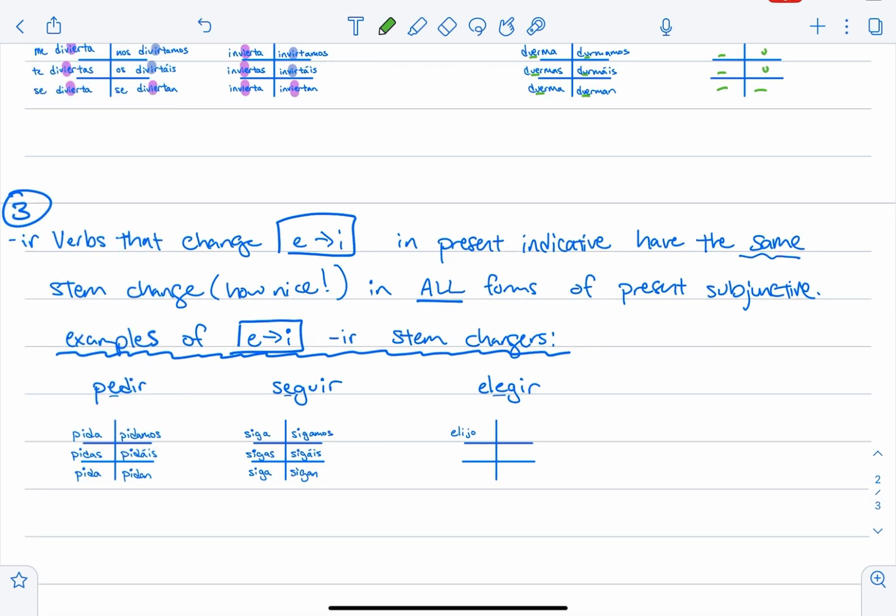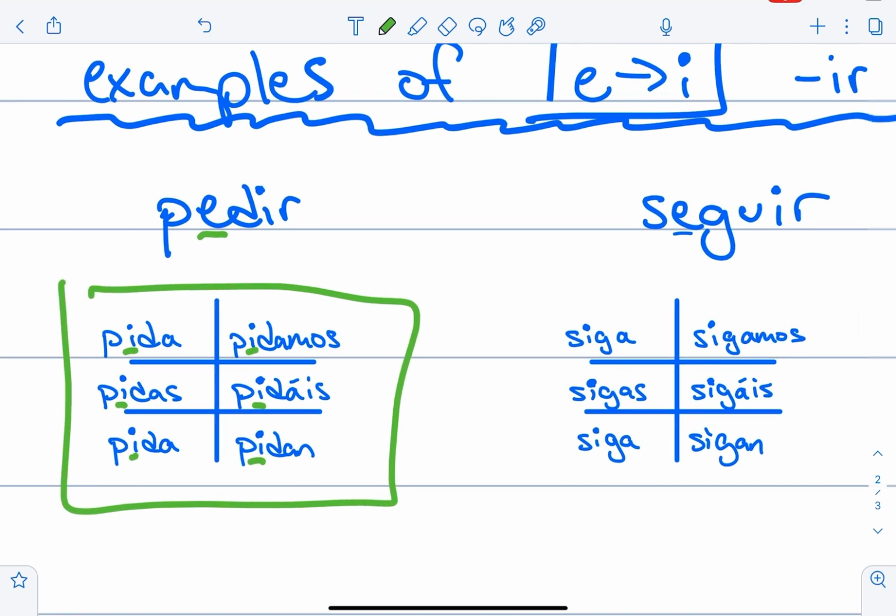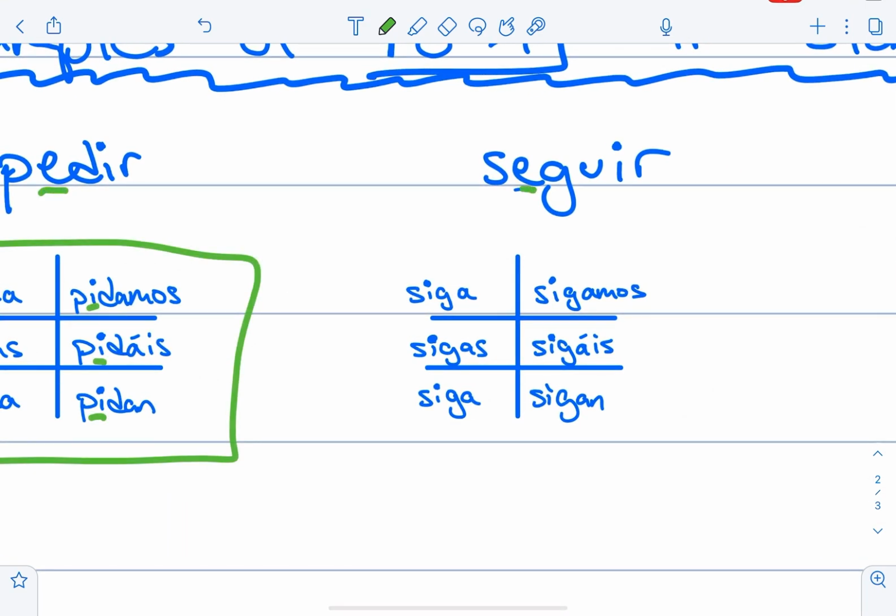Rule number 3. IR verbs that change E to I in the present indicative have the same stem change. How nice. In all of the forms of the present subjunctive. So here are some examples of some E to I IR stem changers. Check this out. The verb pedir, E goes to I, in all of the forms. So it's not a boot verb, it's just a rectangle. Seguir, E goes to I inside of all of the forms.